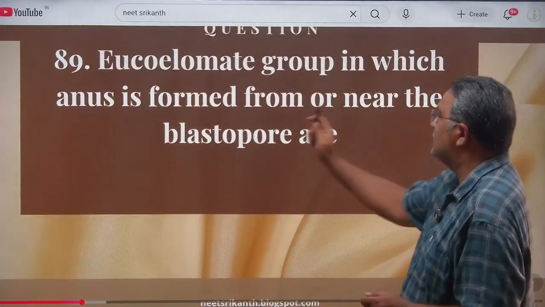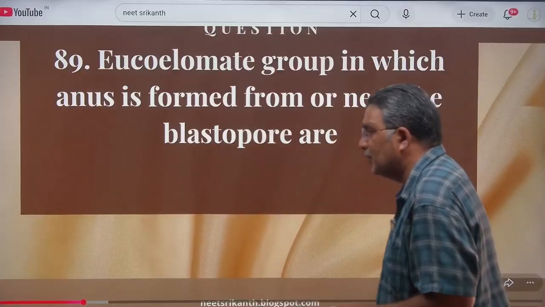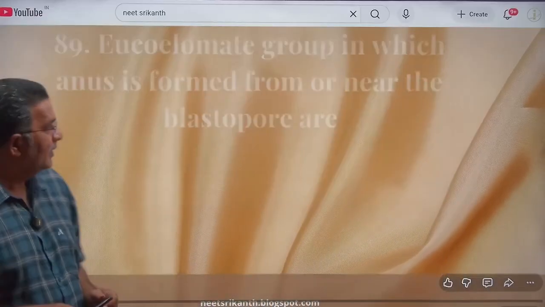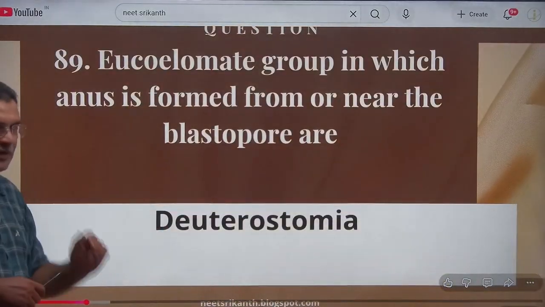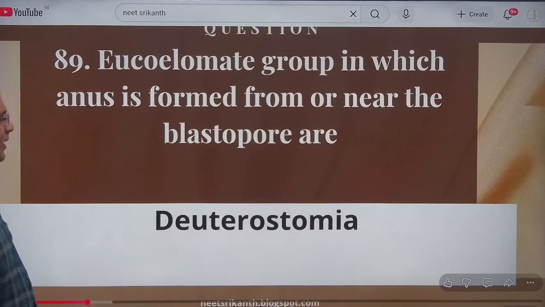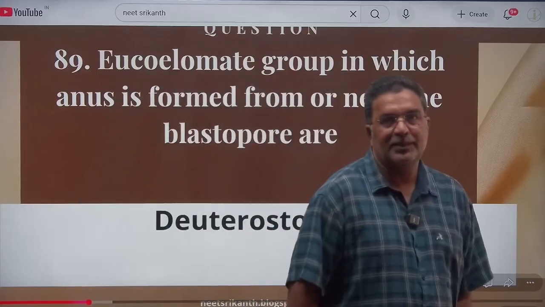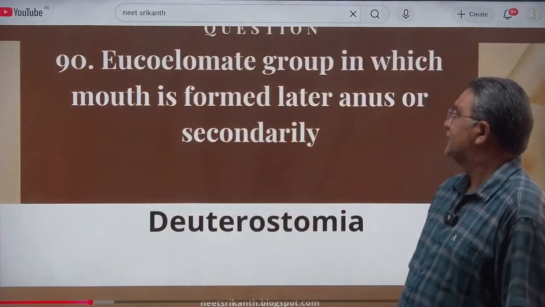Eucoelomate group in which the anus is formed from or near the blastopore is. Talking about the fate of the blastopore, the group in which the anus is formed from or near the blastopore is deuterostomia. In protostomia, the blastopore develops as mouth. In deuterostomia, the blastopore develops as anus.